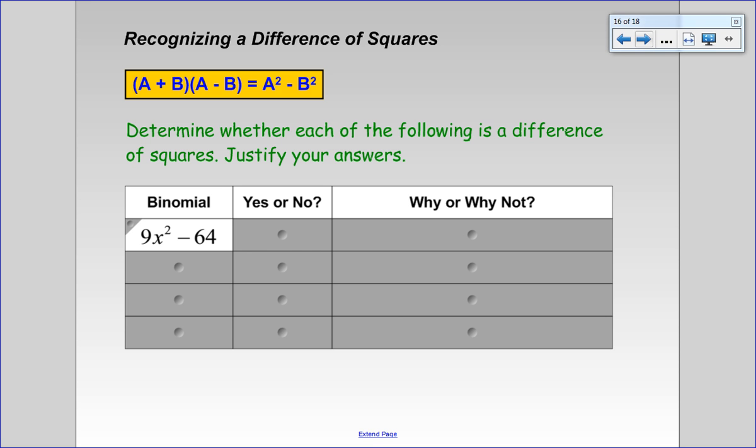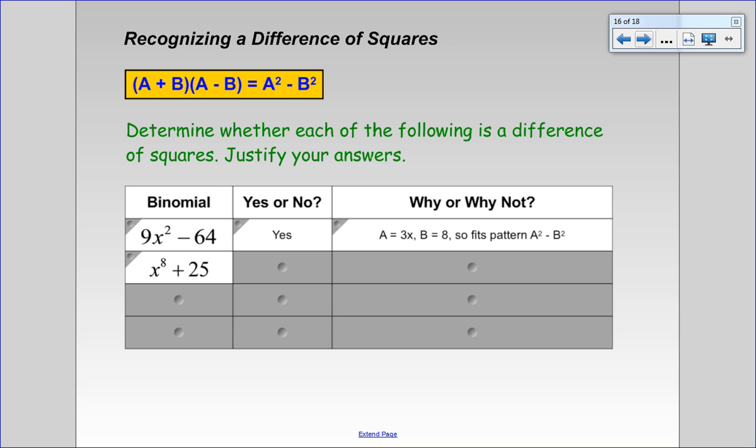The first example is 9x squared minus 64. Does this fit the pattern of a difference of squares? Well, we look at the first term, we can see that it's a perfect square. 9x squared is actually the square of the monomial 3x. In the second term, 64 is a perfect square as well. It's 8 squared. And we see the minus sign between the two terms. So yes, we do have a difference of squares binomial in which a equals 3x and b equals 8. So it fits the pattern of a squared minus b squared.